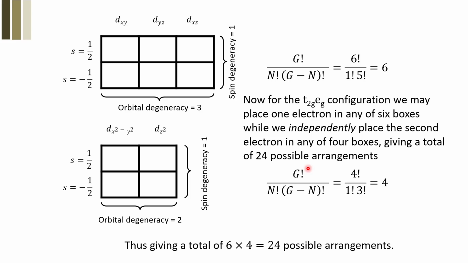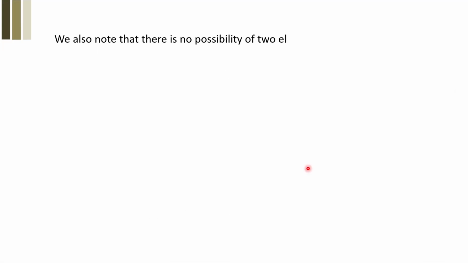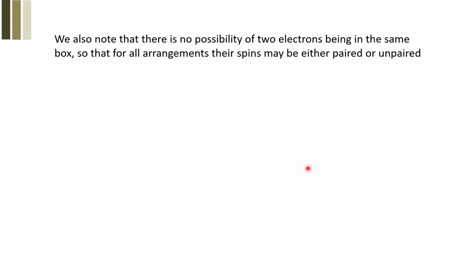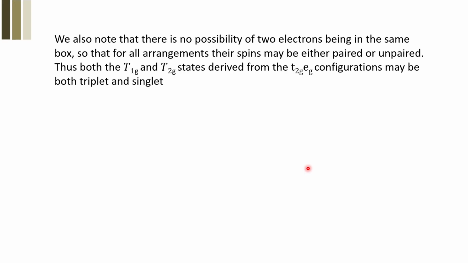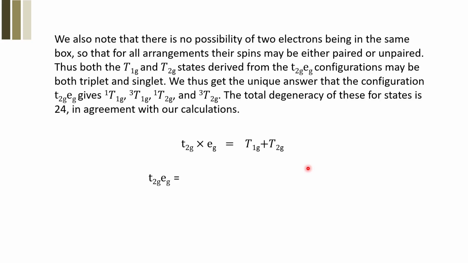And in such a case, we need to keep a particular statement in mind, that we know there is no possibility of 2 electrons being in the same box, so for all arrangements the spins may be either paired or unpaired. Thus the T1g and T2g may be both singlets and triplets. And if we accept this idea, so T2g into Eg may be equal to T1g plus T2g, that we have discovered from the direct product. And now T2g Eg may come in the form of 1T1g plus 3T1g plus 1T2g plus 3T2g, because these are possible. These are singlet and triplet states, and this is also a singlet and triplet state possible.